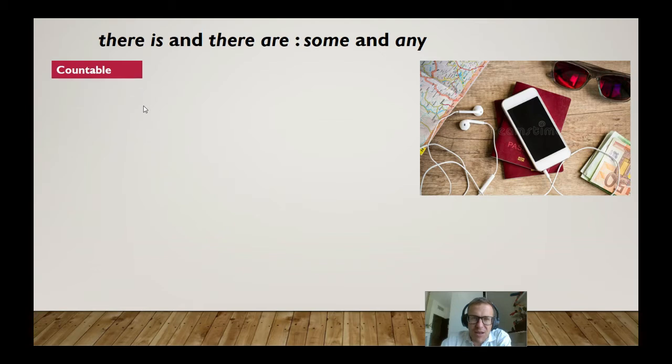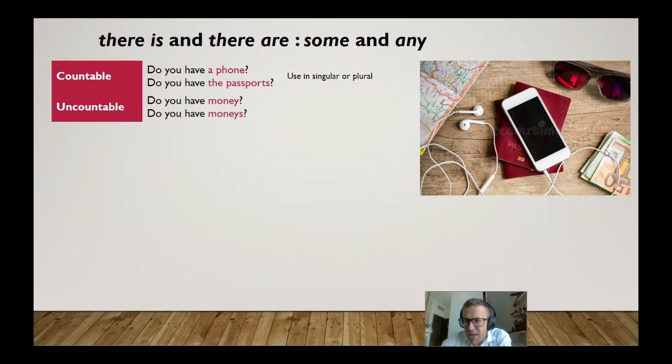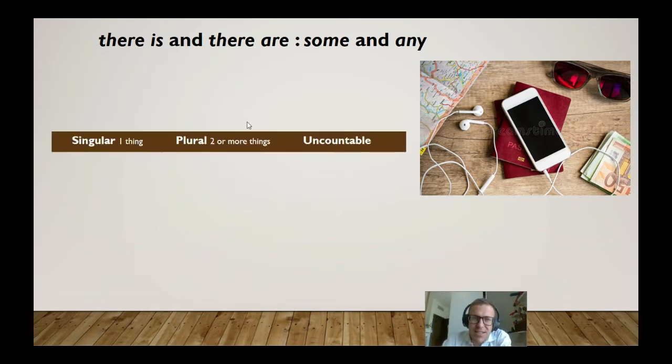So let's go back to countable, uncountable. Countable. Do you have a phone? Do you have the passports? So these are things we can count. We can use it as one thing or 2 things, plural. Plural is more than one. Uncountable. The best example here is the money. Do you have money? Do you have monies? We cannot say monies. I know you have 1 note, 2 notes, 50 dirham, but that's the dirham and the note you're counting. But money is not countable. There's no plural, there's no S.